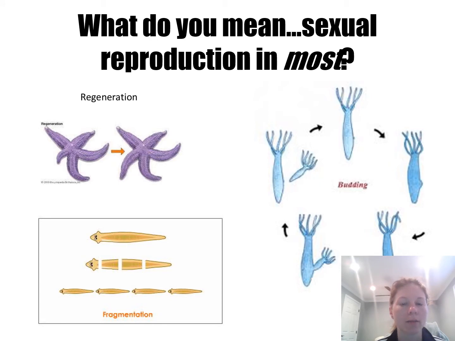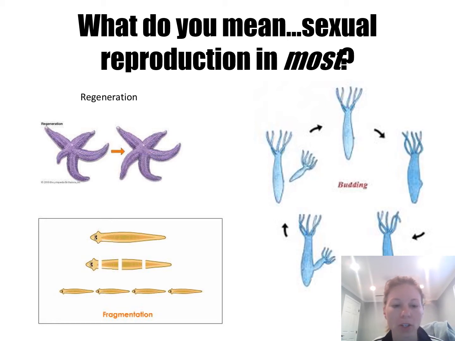So I said animals reproduce sexually most of the time. There are some exceptions. So for instance, a starfish can do regeneration. They can regrow a limb. Hydra and jellyfish can do budding, and that's where you have the juvenile growing from the adult, and then eventually once it gets large enough they'll separate. And then we have fragmentation, which in my opinion is the weirdest thing.